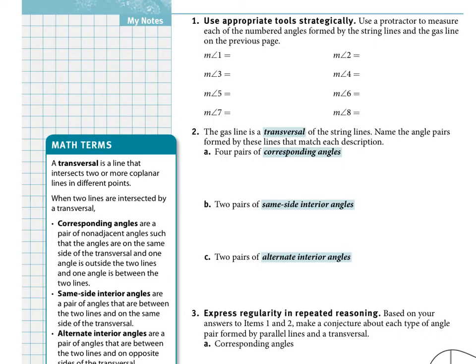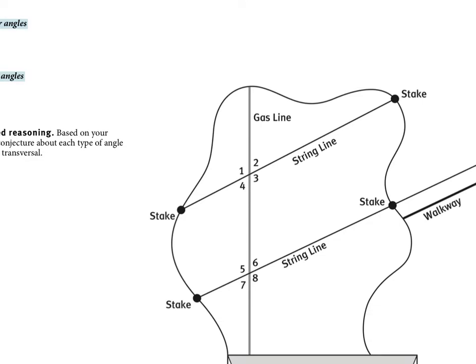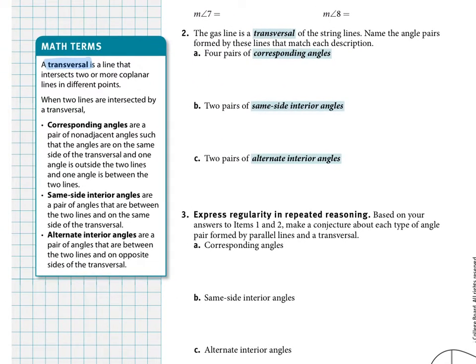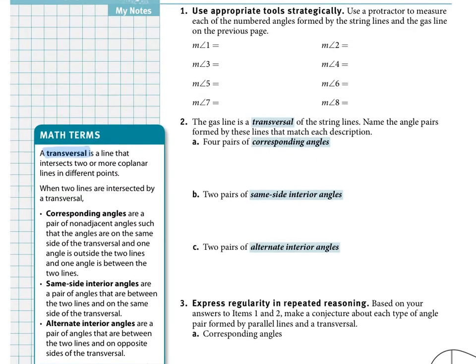Now, if we look to the margin on the left side, we can see this definition of a transversal. It says a transversal is a line that intersects two or more coplanar lines in different points. On the previous page, I copied the picture and brought it to the corner here. You can see that this gas line intersecting both of the string lines is actually a transversal. So going back to what we had before, we can see that there are different relationships that happen with transversals.